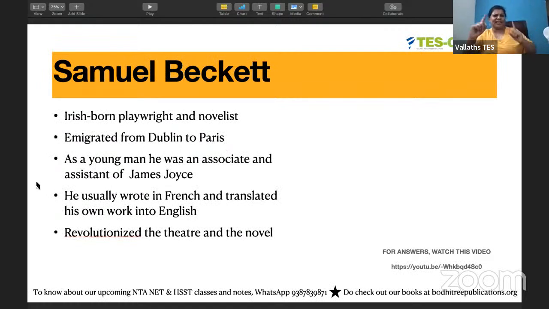Samuel Beckett was an Irish-born playwright and novelist, who emigrated from Dublin to Paris. As a young man, he was an associate and assistant of James Joyce. He usually wrote in French and translated his own work into English, and he revolutionized the theater and the novel. Will you remember, guys?